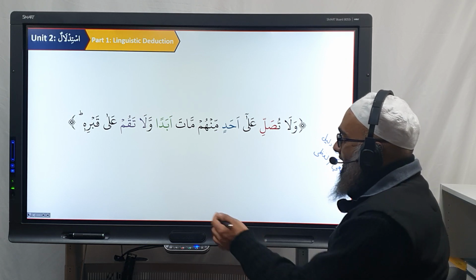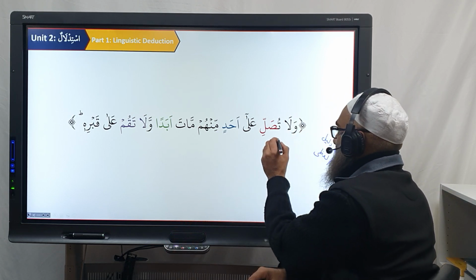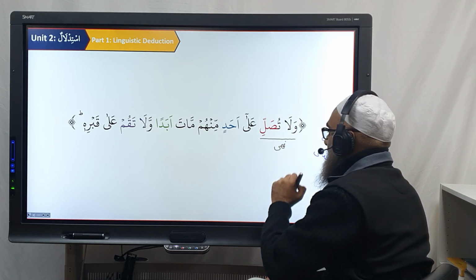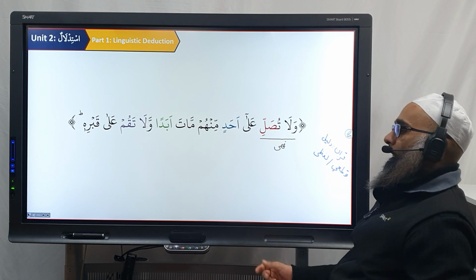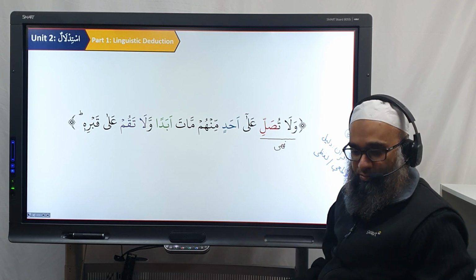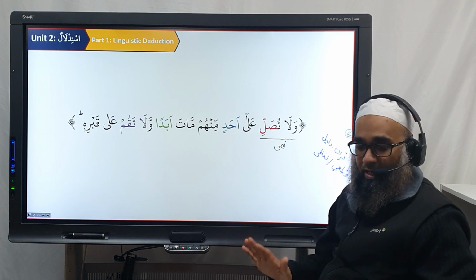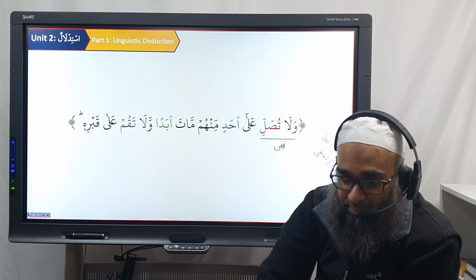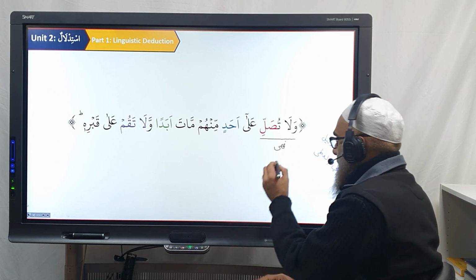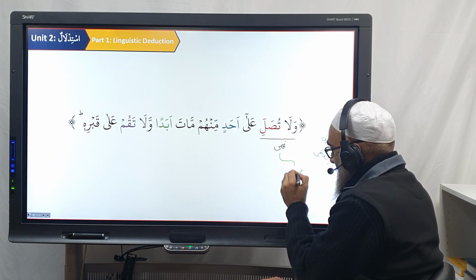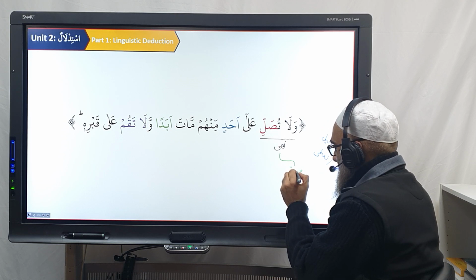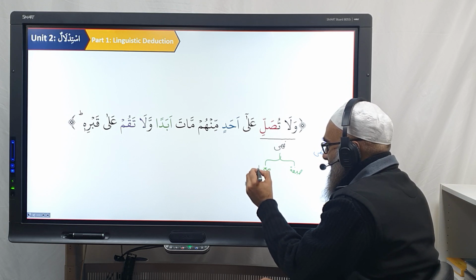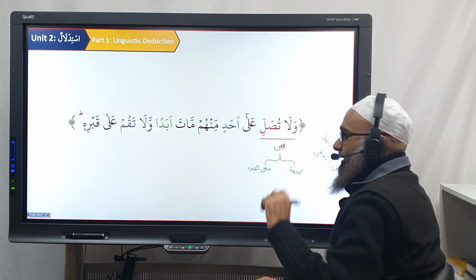The word tusalli, what kind of word is this in terms of sarf? La tusalli. This is a nahy. Correct. Now, when we have a nahy or we have a khas, we have an amr or a nahy, these words are made up of two elements. What are the two elements? One element is the sigha, and one element is the ma'na al-jidr, or the ma'na al-huruf al-asli.